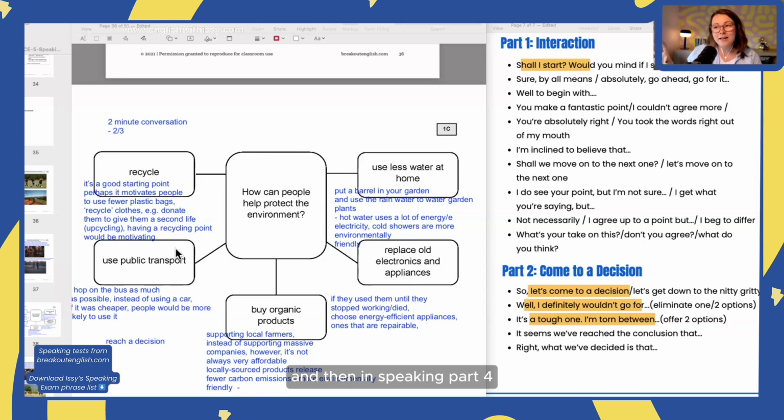And then in speaking part 4, which is what we're going to talk about next week on Tuesday, the conversation topic is still going to be on the same topic as speaking part 3. So the examiners are going to give you a lot of time to express your ideas in a lot of detail, but especially in speaking part 4. We need to really summarize our ideas here.